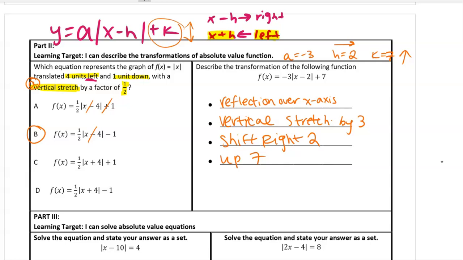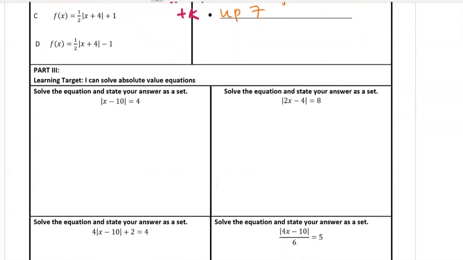So just to reiterate, reflection is the negative. The vertical stretch by 3 is the A being greater than 1. The shift right 2, in the equation, it says x minus h, and the up 7, it says plus k. And again, we have A, H, and K. All right, let's go ahead and move down.